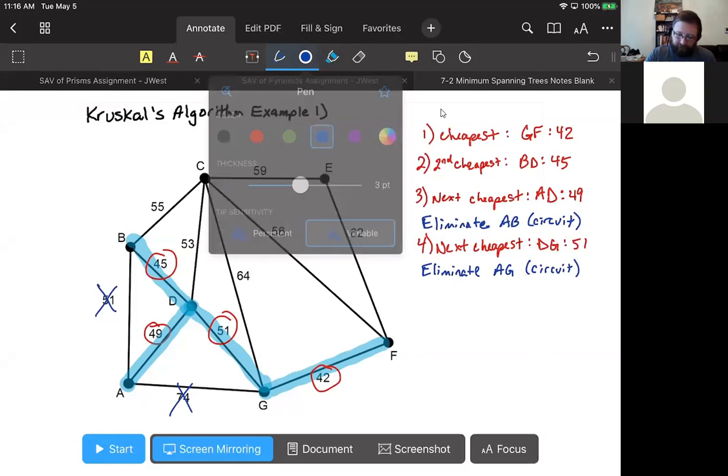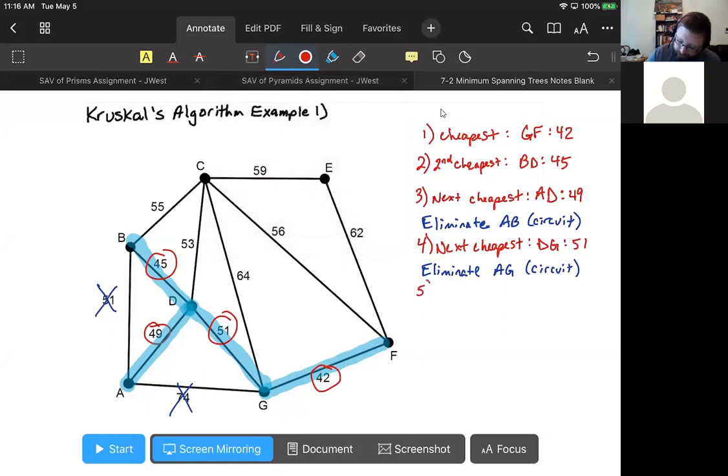So then we pick the next cheapest. See how this works? Kind of just going through this over and over again. That would be 53 from C to D. Now that's going to cause a couple of eliminations because it creates a couple of places where we could have circuits. CG would close the circuit and CF would close the circuit. So those are both eliminated, and so would BC.